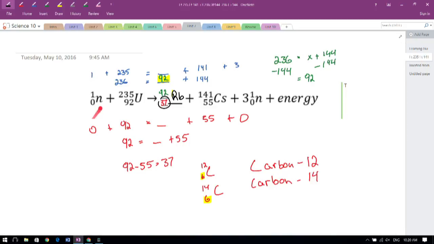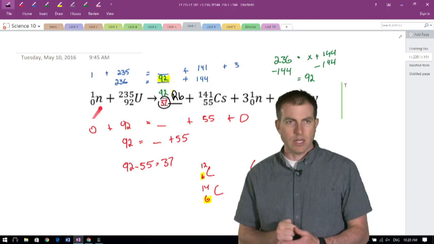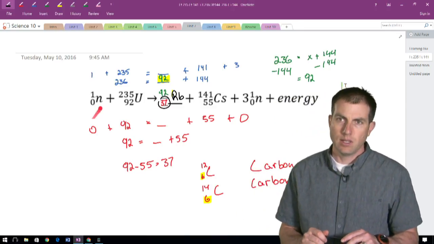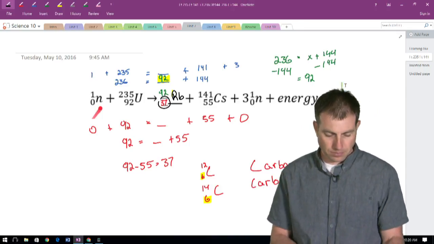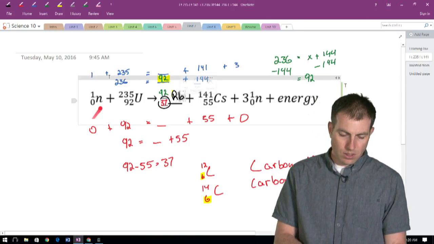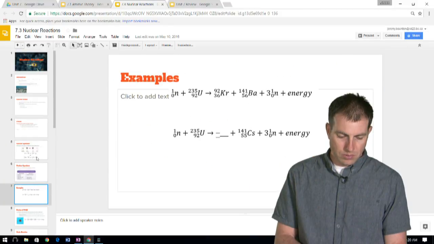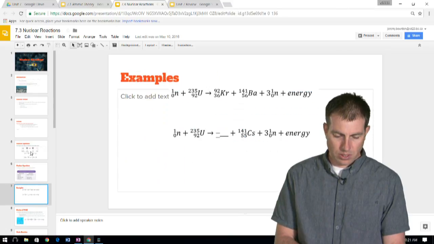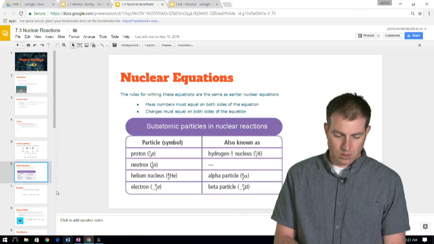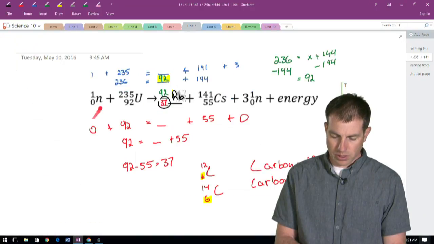So the math has to work out on either side of my arrow. The left side's got to equal the right side. Let's continue on, and I believe we have another example. I thought I had another example. I have another example.